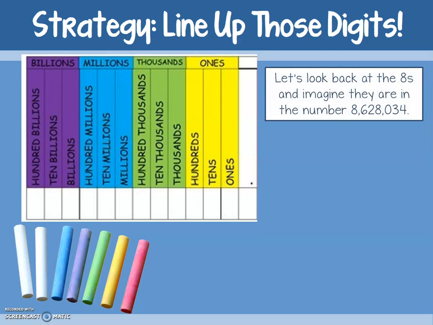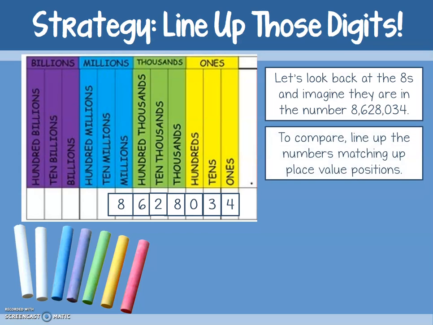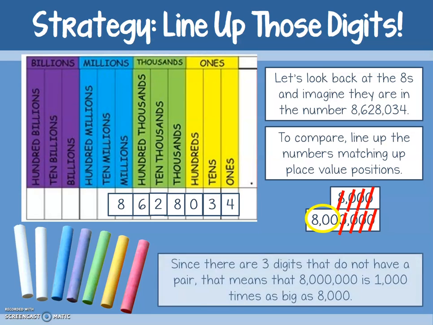So let's take a look back at the eights and imagine that they're in the number 8,628,034. To compare, we're going to line up the numbers, matching up the place value positions. So I knew that the 8 in the thousands place was worth 8,000 and the 8 in the millions place was worth 8 million. Now I can cross off the place value positions they have in common. In this case, that's the ones place, the tens place, the hundreds place, and the thousands place. I'm left with 3 digits, which represent moving 3 place value positions.